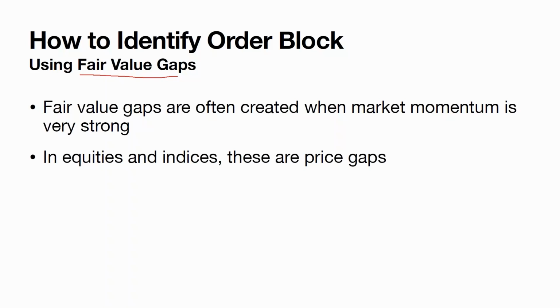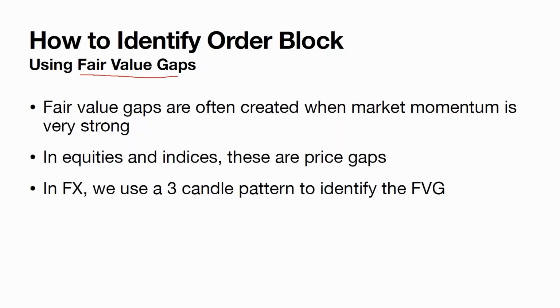What I mean by that is, in terms of equities, you get gaps. The whole reason equities and indices get gaps is that the market is not open 24 hours. When the market is closed, something happens, and when the market opens there is significant momentum, and therefore we experience a gap. But in FX we don't really have gaps. So how do we identify them? We then need to use a 3-candle pattern.